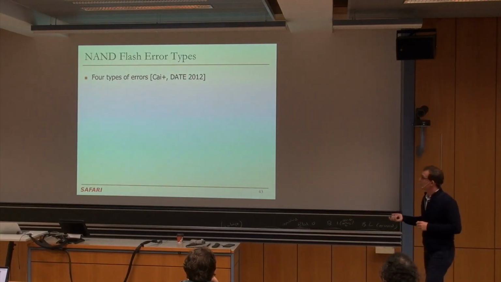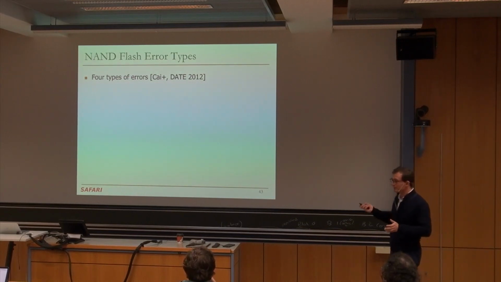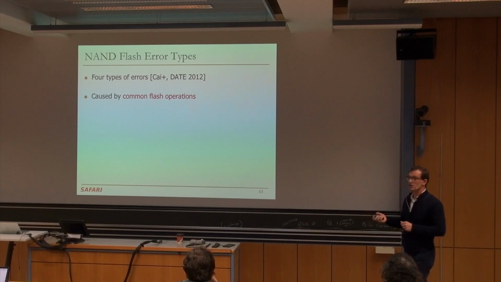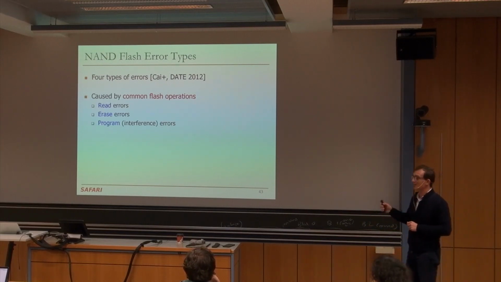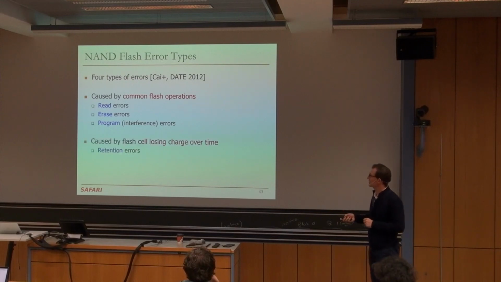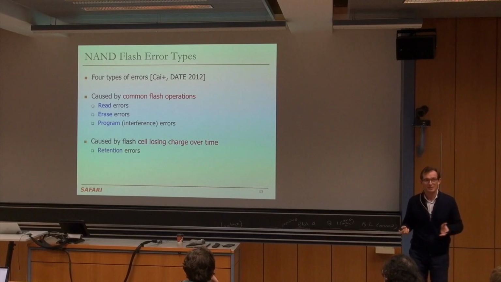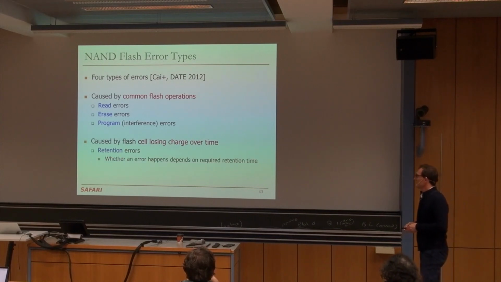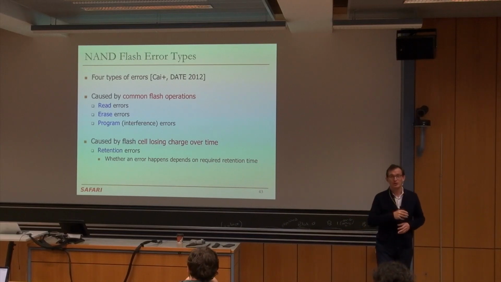And let's talk about the first error types that we're going to examine. There are 4 different error types. 3 of them are caused by common flash operations, and we're going to initially characterize these: read errors, erase errors, and program interference errors. And one of them is caused by flash cell losing charge over time, and that's the retention errors. And of course, whether an error happens depends on the required retention time, when you're going to read the data.